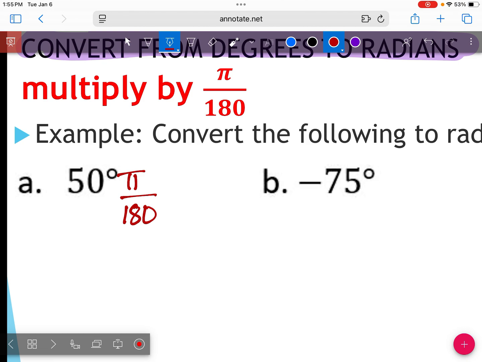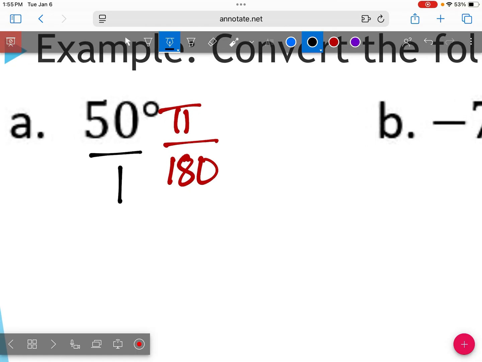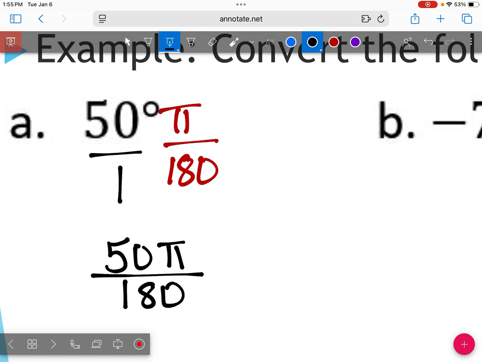How do we multiply a number by a fraction? I'm going to put that 50 over 1, and then I'm just multiplying across. So when I multiply across, I get 50 pi over 180, which is the right answer. I'm still going to take off half a point though, because it is not simplified.